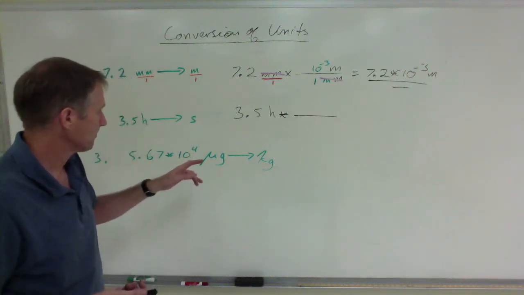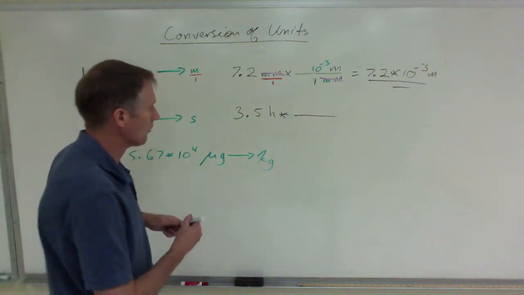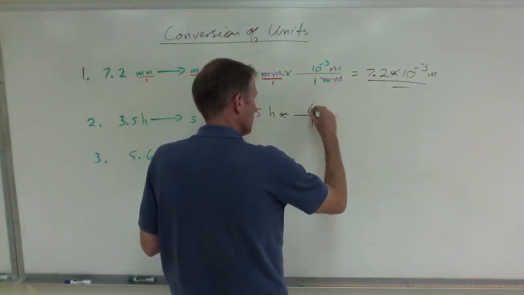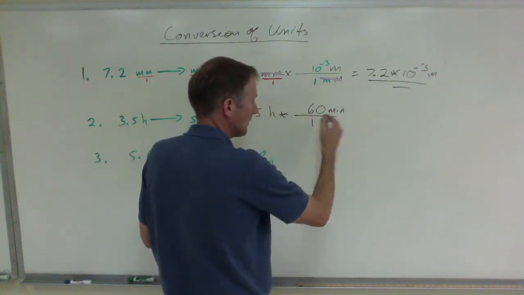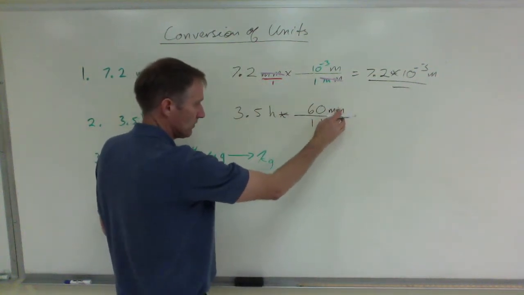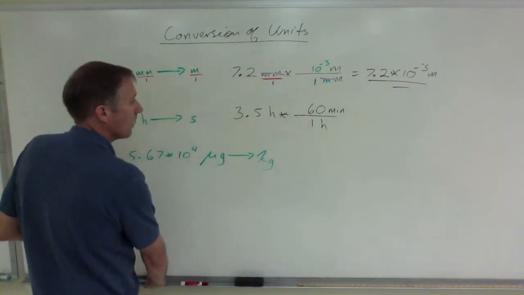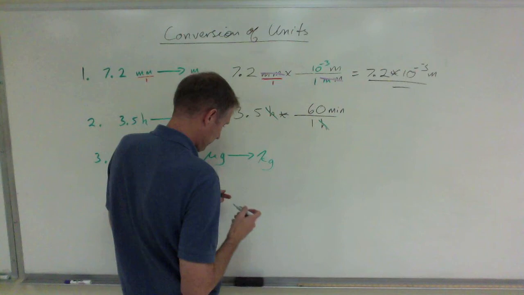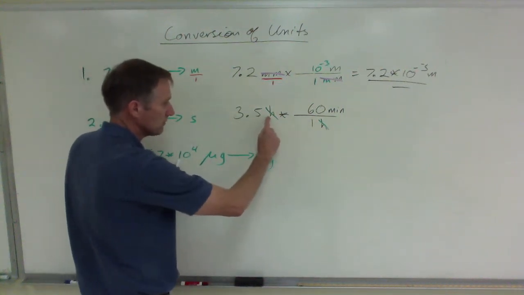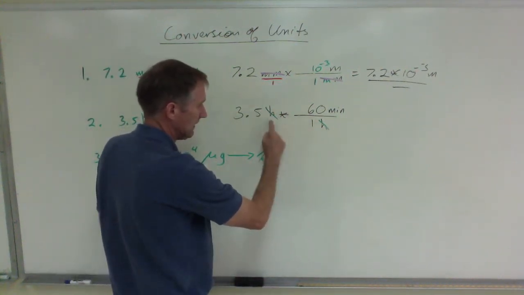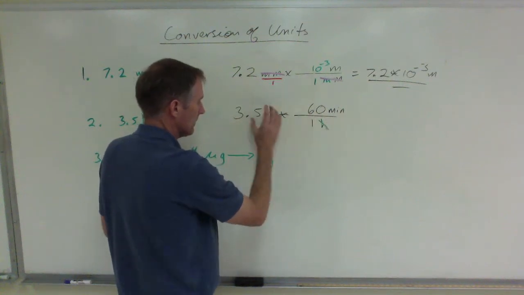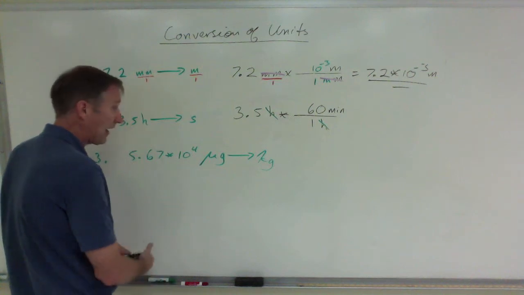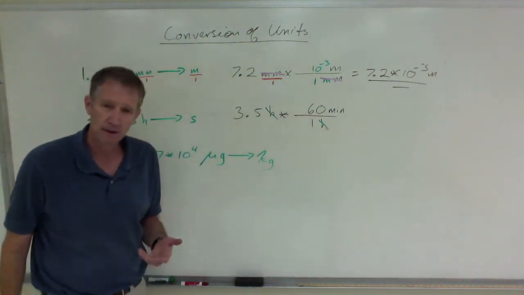Just to make that point, I'm going to go from hours to minutes. And I know that 1 hour is 60 minutes. Again, I could go straight to seconds, but I just want to make the point here. So that's hour in the numerator, hour in the denominator. Those units cancel. I'm left with 3.5 times 60 minutes. Now, I could go ahead and calculate that out, and I'd be in minutes.